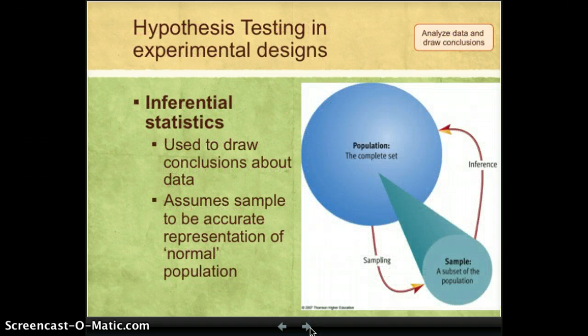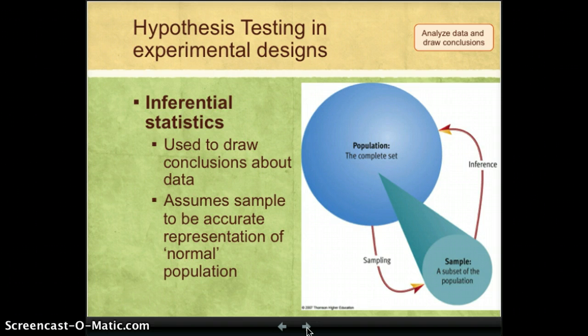When we have data from an experimental design, we will use statistics called inferential statistics. These are the type of statistics that we will use to determine if there is a significant difference between the experimental and control group. Inferential statistics assume that the population is normal. This is like the normal curve distribution, and that the sample is a good sample of that normal population. Of course, this may not always be an accurate assumption.